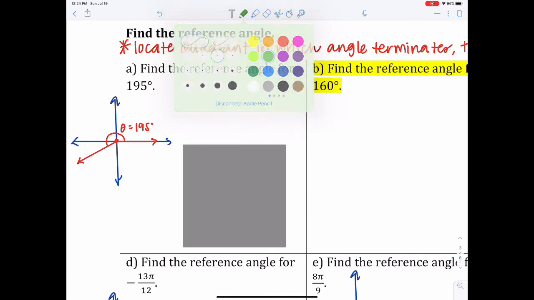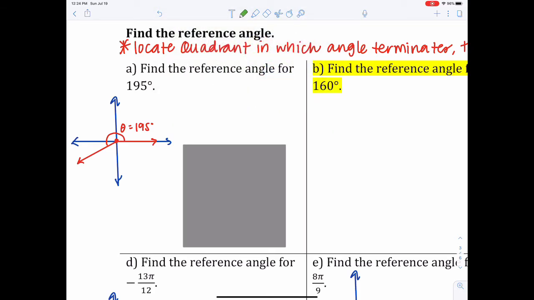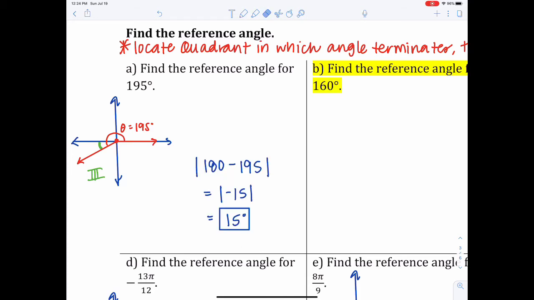For our reference angle, we just want the acute angle formed with the x-axis, meaning from the x-axis down, this angle is what we want. So because we are in quadrant 3, sorry, this is quadrant 3. There we go. Because we're in quadrant 3, we're going to subtract from 180. So that means we have to take 180 minus our angle given to us, which is 195. That gives us negative 15. Take the absolute value of that. Therefore, our reference angle is 15 degrees.